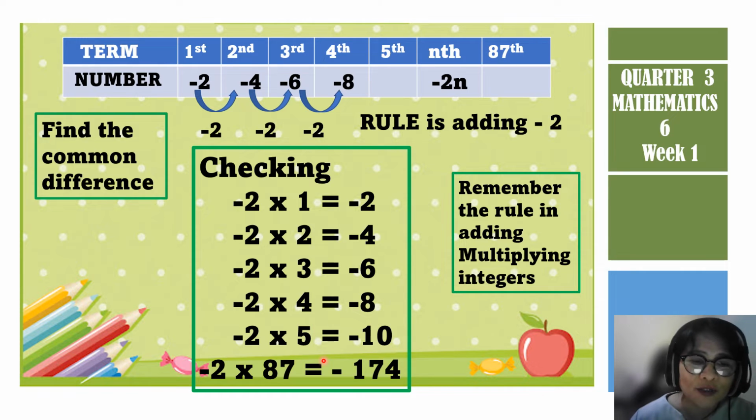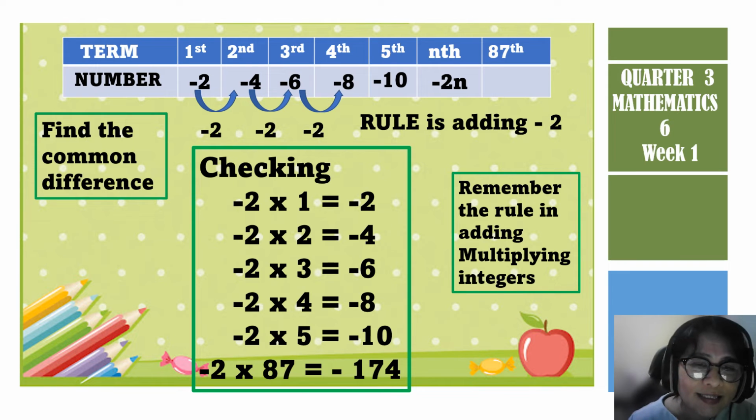Ayun. Ngayon, alam na natin kung anong ilalagay nating sagot sa fifth term by using the formula negative 2n. Substitute lang natin ang value ng n, na ang n ay ang pang fifth term na hinahanap natin, kaya negative 2 times 5 is equals to negative 10. Kaya ang sagot sa pang-fifth term ay negative 10. Ngayon, pwede na nating hanapin ang pang-87 term gamit ang ating rule.